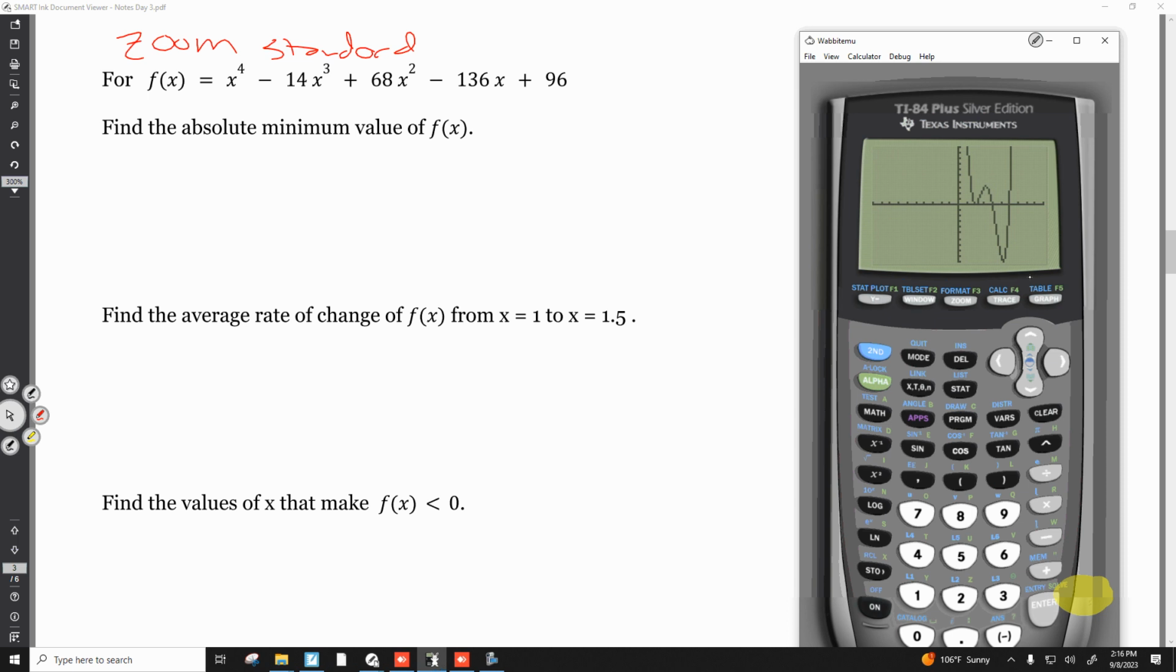I don't know. It's up to you. Probably not plugging in 1 and 1.5 into this. Either I'm using trace, but those numbers aren't that bad.